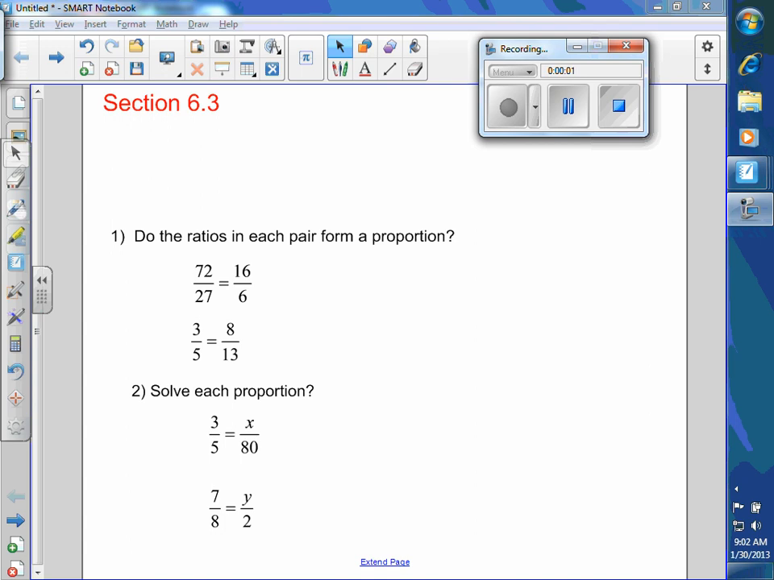With this small group here, just section 6.3, as soon as you wrap up that problem. And section 6.3 is about proportions. And the title is Understanding Proportions.